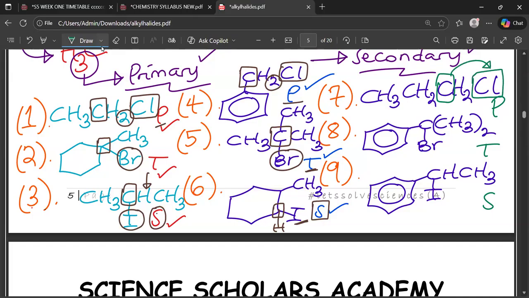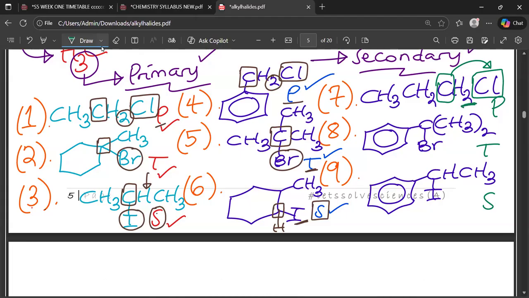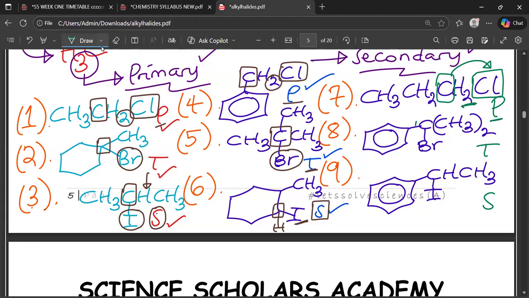I told you how these structures are made naked. Expose the two hydrogens, put one up and one down, you see that the carbon is touching the Cl and it is also touching these two hydrogens. That makes it primary. This is the carbon having the X, which is in this case Br, and it has no other hydrogen.